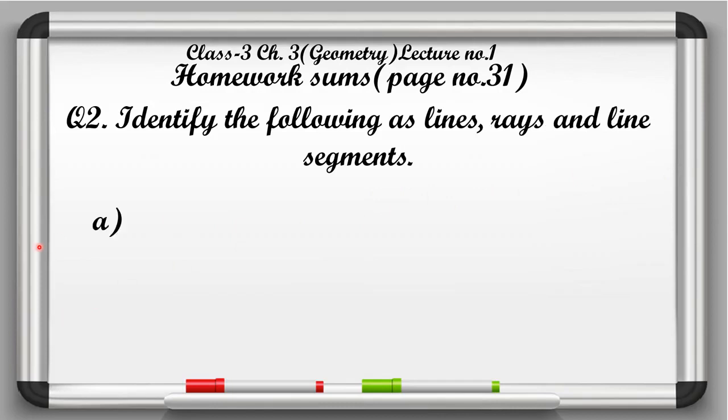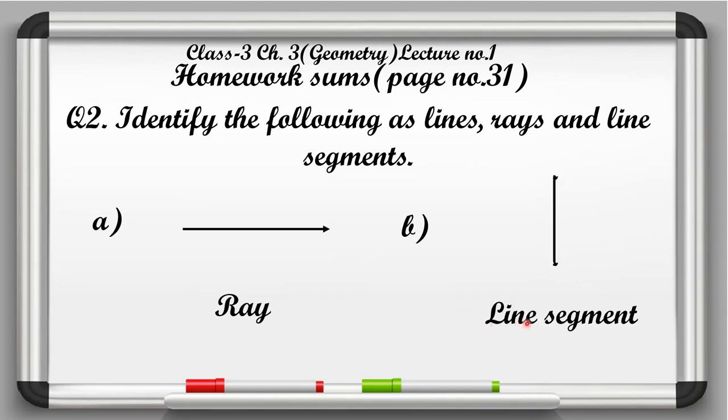Now in question number 2, it is given: identify the following as lines, rays and line segments. So here in A part it is given this, and which figure is this, beta? This is a ray because it has one fixed point. Okay, so here we will write ray, R-A-Y, ray. Now in B part, here it is given this. So you can see it has two fixed points. So this is a line segment. Okay, so here we will write L-I-N-E line, S-E-G-M-E-N-T segment, line segment.